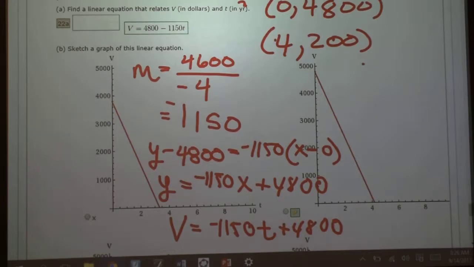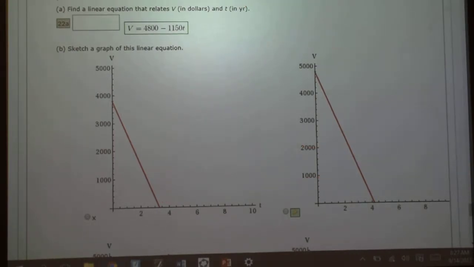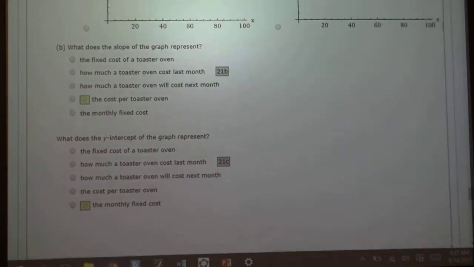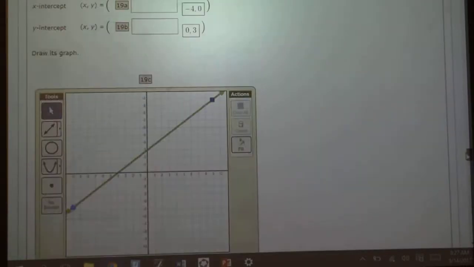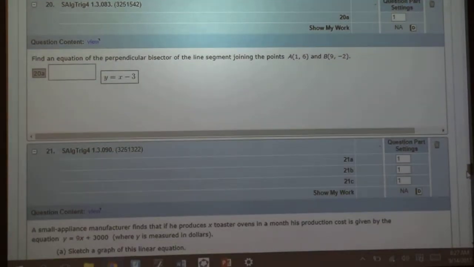That's a good question to talk about. I want to talk about the question that it's close to there. Something about a perpendicular bisector. 20? Yeah. All right. So find an equation of the perpendicular bisector of the line segment that joins the points 1, 6 and 9, negative 2.